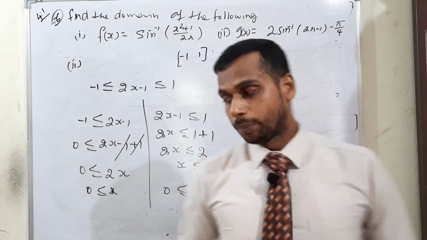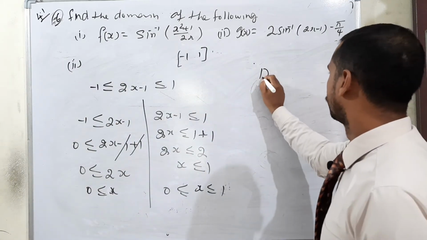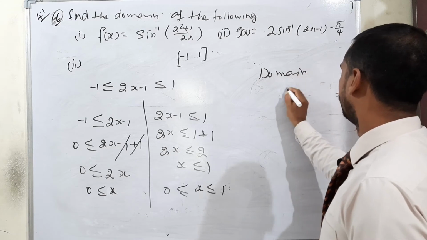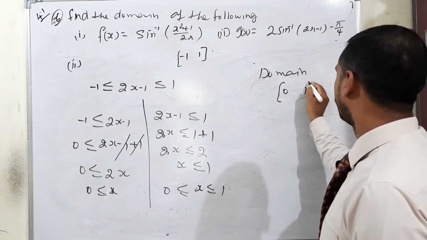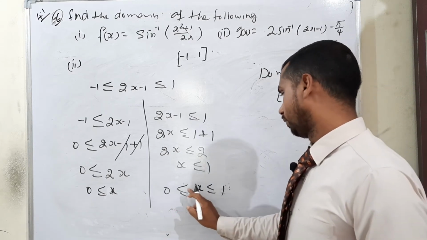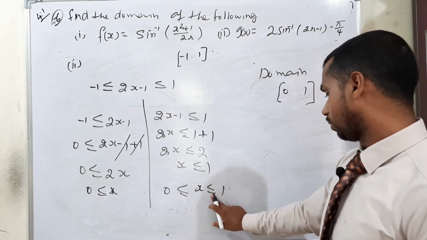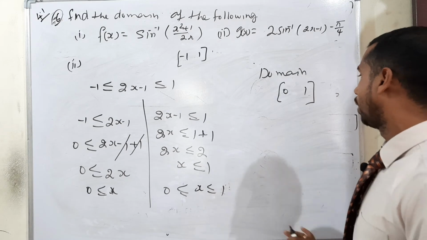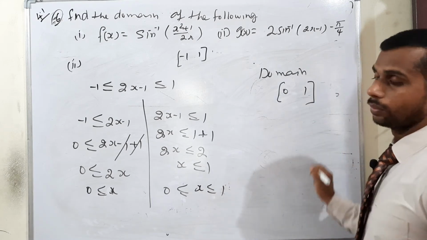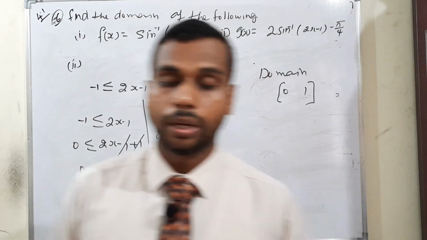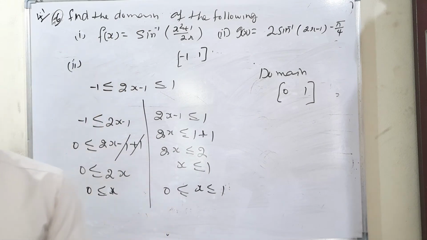Therefore the domain for subdivision 2 is only 0 and 1, but we have to use a closed bracket. Why? Both intervals have less than or equal to, here also less than or equal to, there also less than or equal to. That's why I have drawn it with a closed interval. Okay, subdivision 2 is also over. I will continue with the next question.